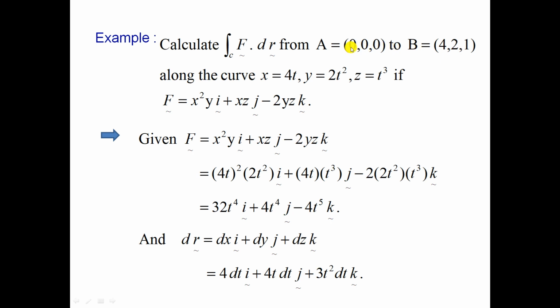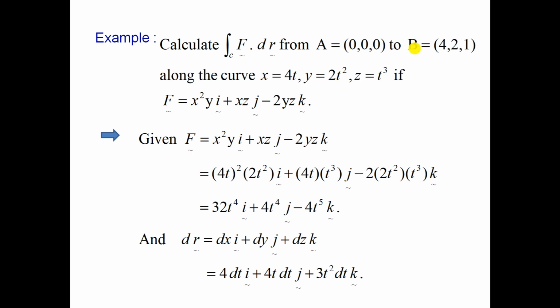For the lower point, if you put x equal to 0, t is 0. If you put y equal to 0, t is 0. If you put z equal to 0, t is 0. Similarly for the upper limit, if you put x equal to 4, the 4 cancels, t equals 1. If you put y equal to 2, t² is 2 by 2, that is 1, so t is 1. If you put z equal to 1, t³ is 1, so t is 1.